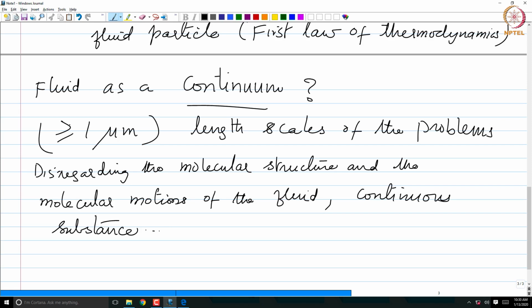Now again, this length scale approximation has to be remembered all the time. We are not looking at something that is very small, where the properties could be affected by the number of molecules moving in and out of the fluid element that we have considered. We are looking at something large enough that the number of molecules represents the particular property for that fluid element, okay?